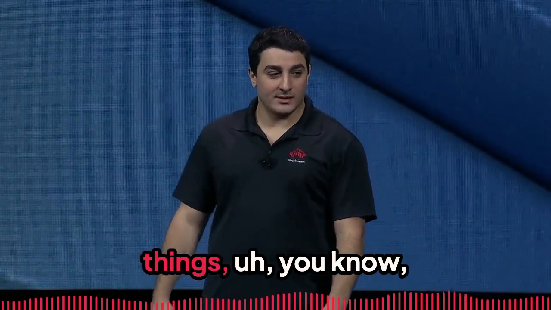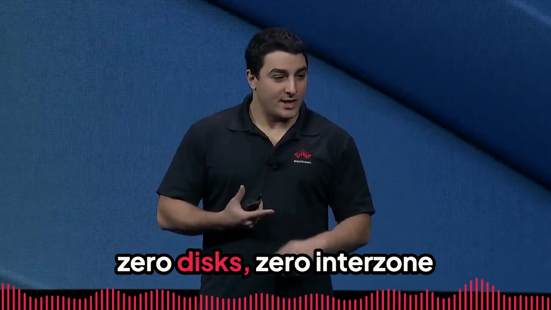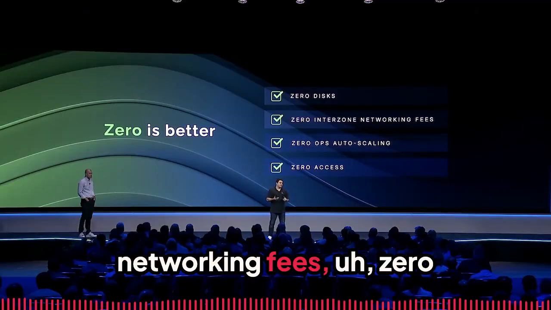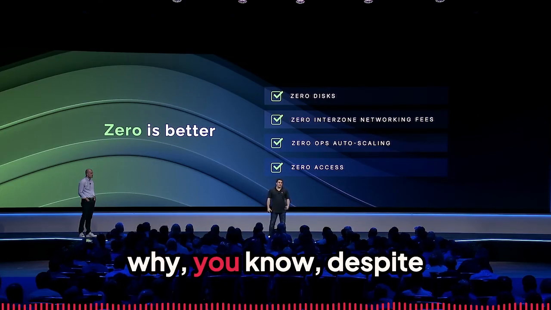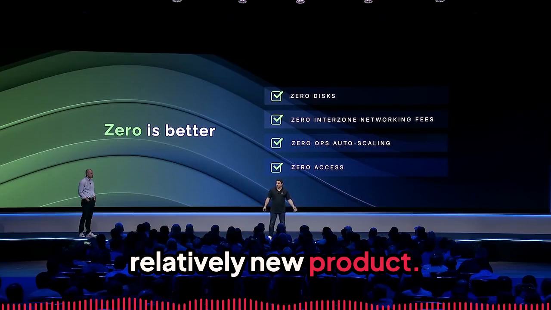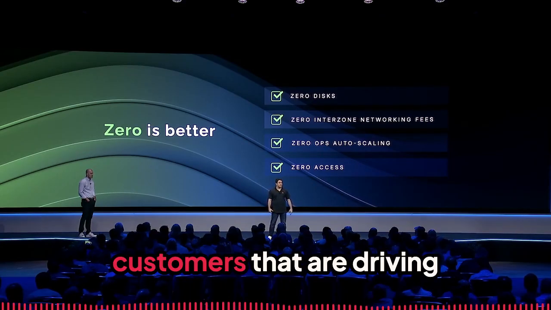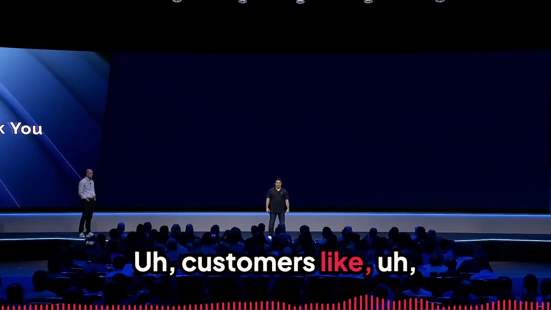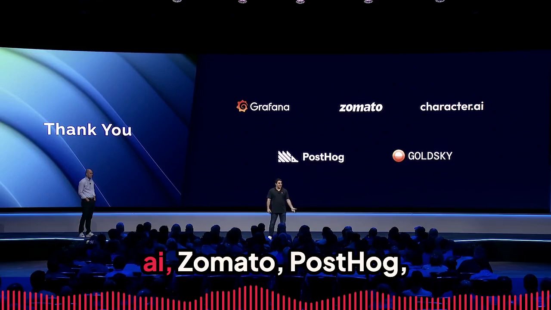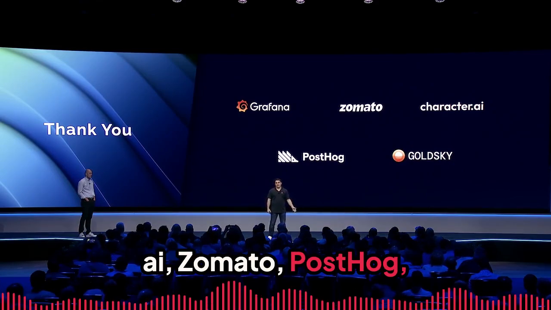And so all of these things, zero disks, zero zone networking fees, zero ops autoscaling, and zero access BYOC are why, despite WarpStream being a relatively new product, we've been able to attract a great set of customers that are driving really large workloads through WarpStream. Customers like Grafana Labs, Character.ai, Zomato, PostHog, and GoldSky.